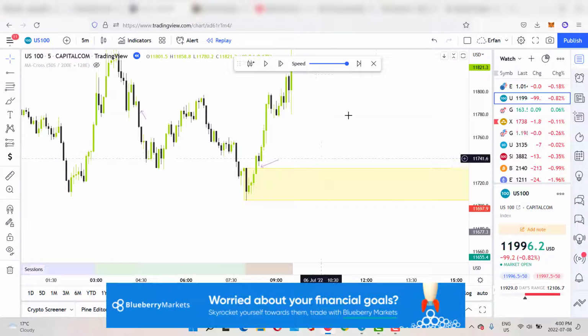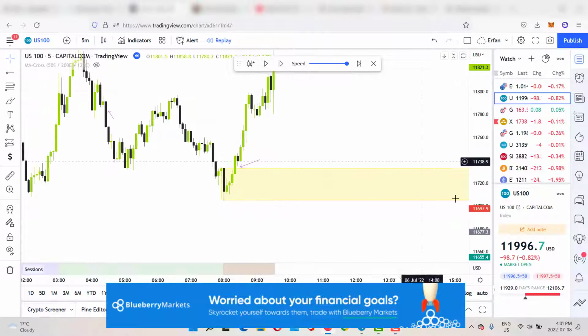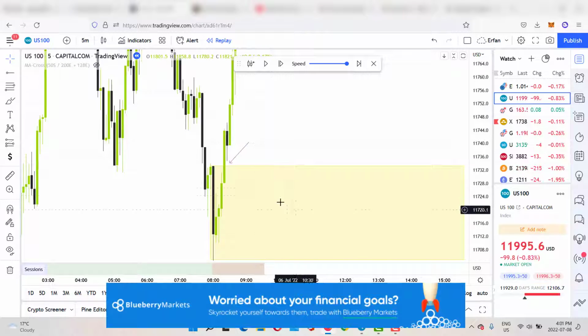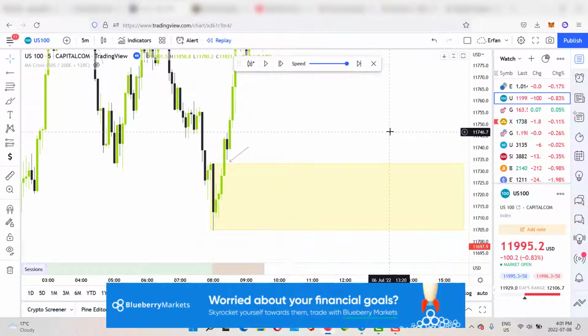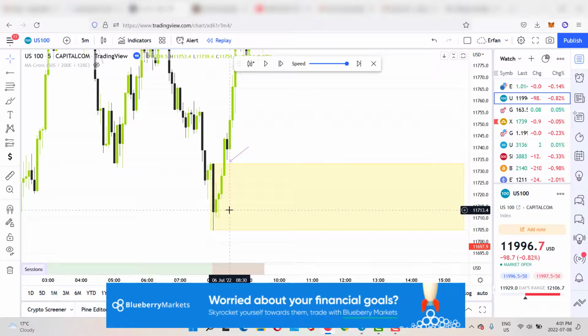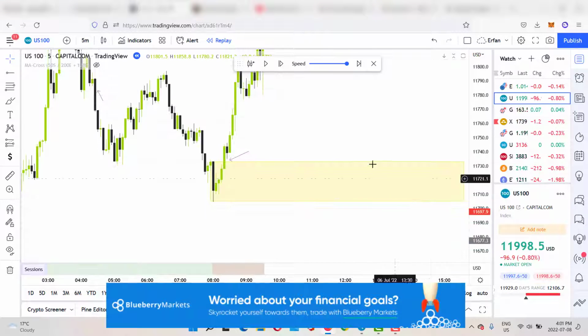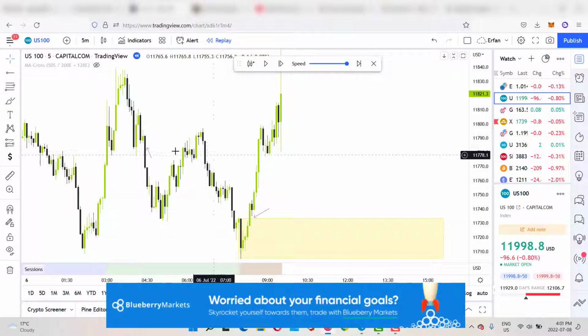What I noticed was this tiny gap right here, because if you want to find a high probability demand zone, which I talk about in the other video that I mentioned, you find the last bearish candle. Okay, and if you want to find a high probability supply zone, you look for the last bullish candle.